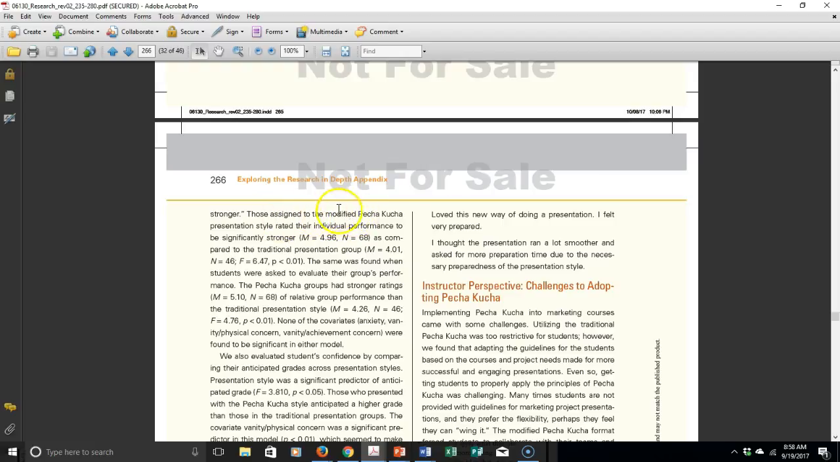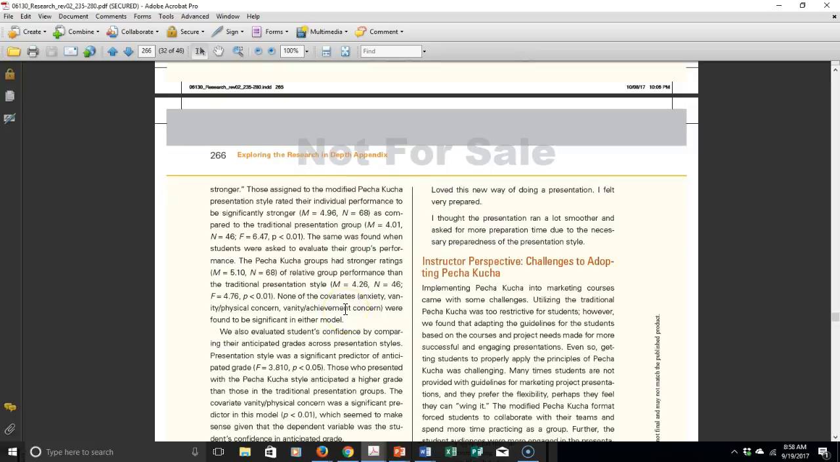More specifically, those who were assigned to the PechaKucha model rated their performance stronger than students who were in the traditional PowerPoint presentation model. You can see here M is the mean. So on that 7-point Likert scale, the PechaKucha group had an average of 4.96, almost 5, whereas the students in the traditional model only graded themselves at a 4.1. So that's a pretty significant difference. In addition, I should say, the PechaKucha group also had stronger ratings of their relative group performance, 5.1, versus those who were in the traditional approach at a 4.26.